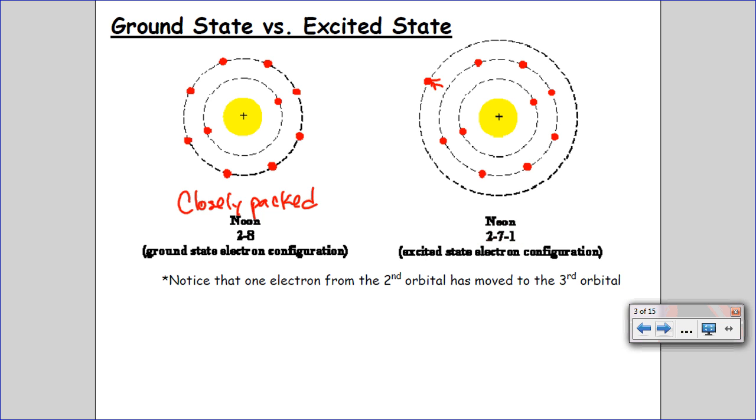In the case that you think about it, this is loosely packed. But you're not going to recognize if it's tightly packed or loosely packed if you don't know that your basic electron configuration should be 2, 8, 8, or the lowest packing order there. So notice that one electron from the second orbital has moved to the third orbital. And it stays there for a few nanoseconds and falls back down.